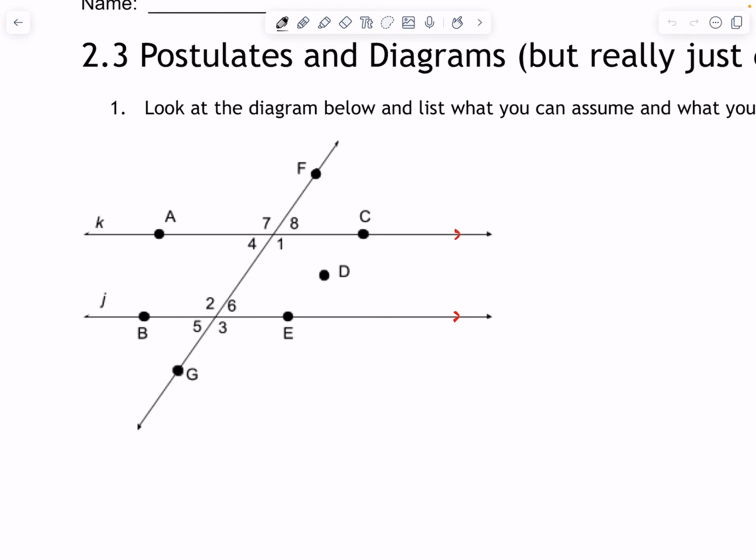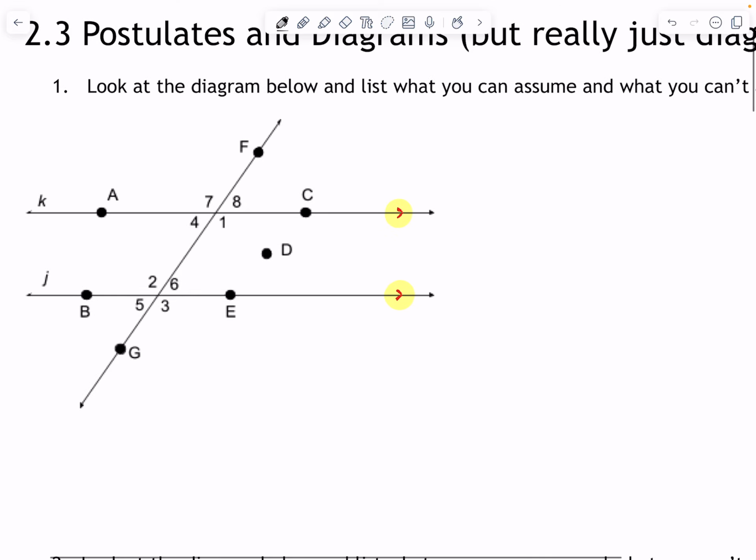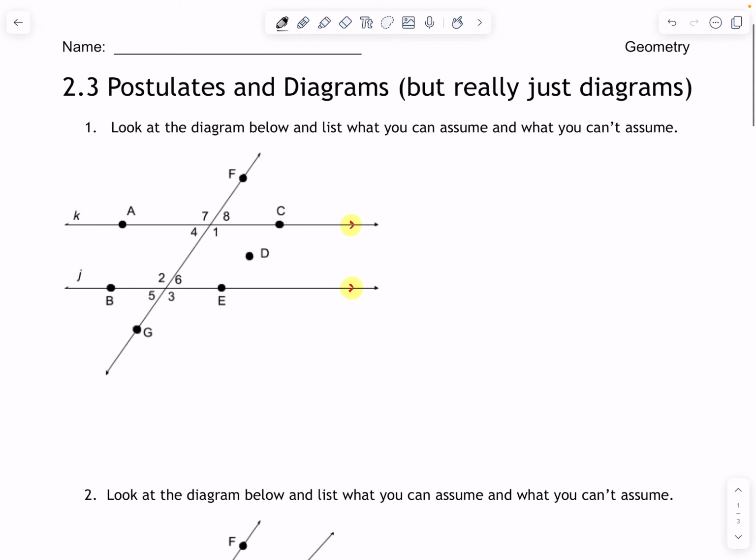The first thing I notice are these little symbols here. These little tiny arrows are going to tell you that line K and line J are parallel. So that one I can assume because of that notation.